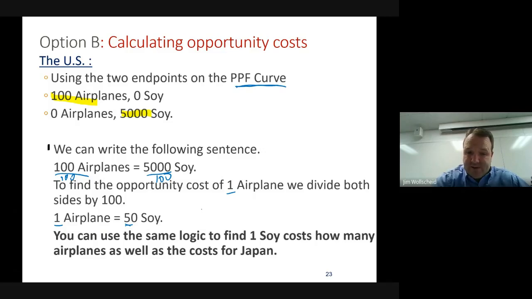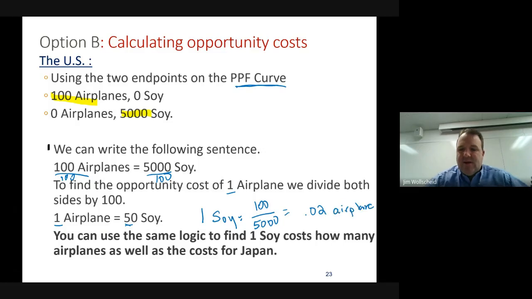If I wanted to find for soy, what's one soy get me? Well, it's just like before. Instead of dividing by 100, I'm going to divide by 5,000. And that equals exactly what we found before.